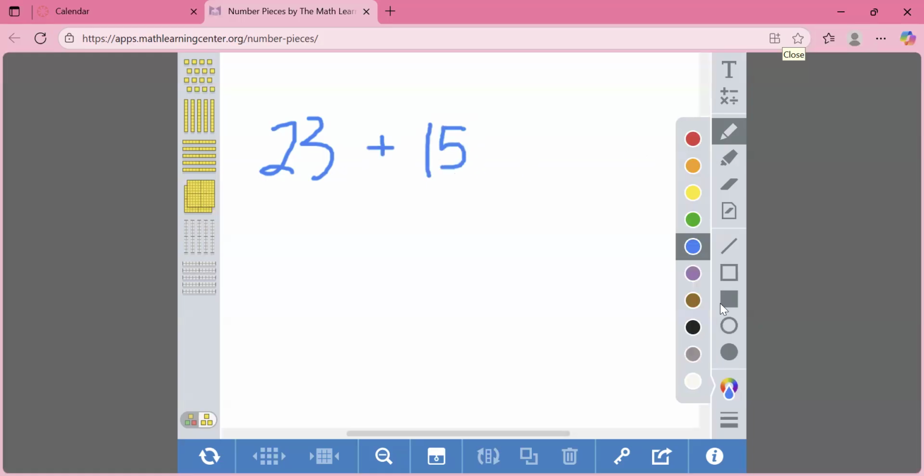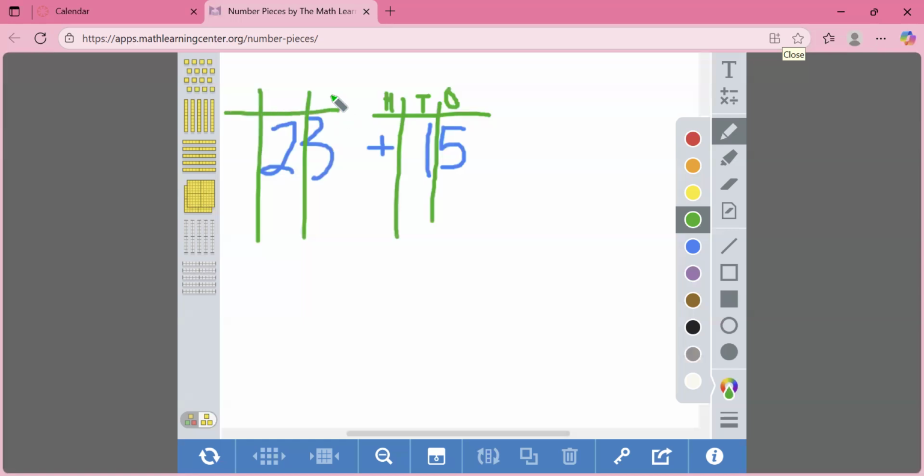I like to draw a place value chart so I can see what numbers are in my ones place and what numbers are in my tens place. And we are not working with hundreds, but I like to add it either way. All right, let's start with number 23. Can you guys tell me how many ones do we have in 23?